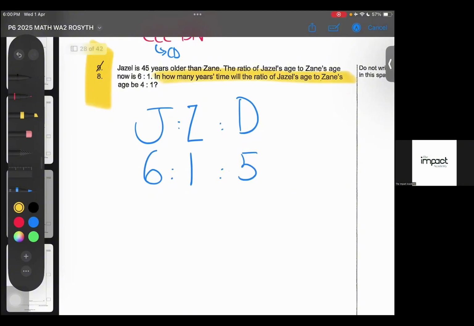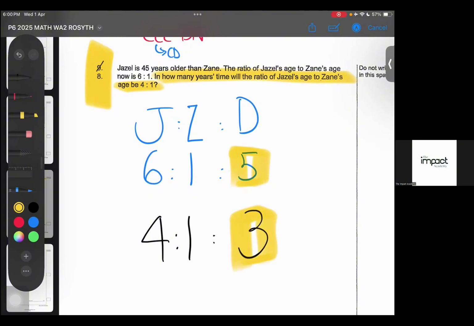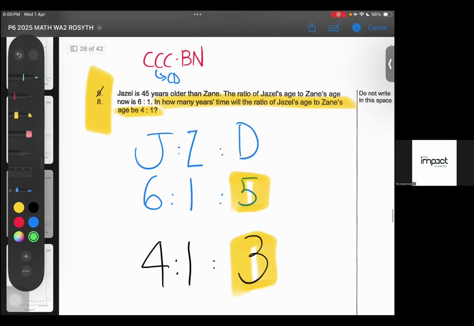They ask in how many years' time will Giselle's age to Zane's age be in the ratio of before is to 1. So 4 is to 1. In this situation the difference is 3. True or not? How can my difference be different? My difference has to be the same because this idea is called constant part. Am I making sense?